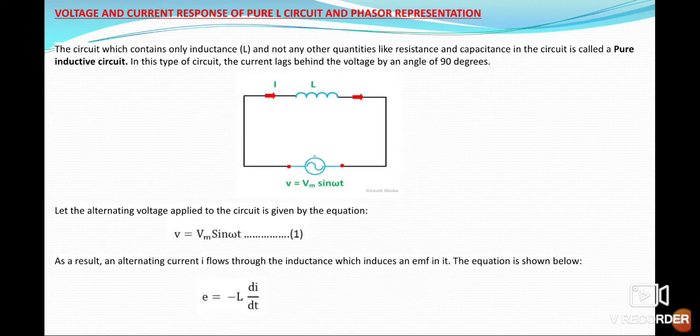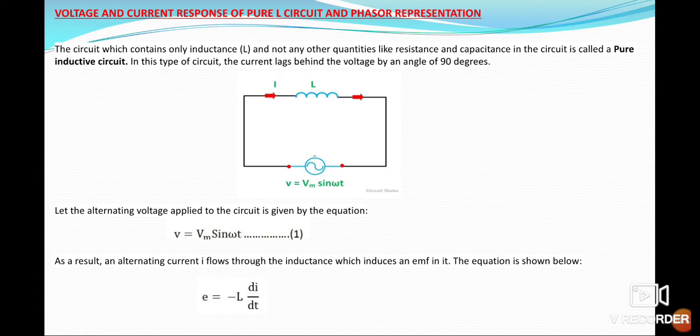Next one is the voltage and current response of pure L circuit and phasor representation. Here the circuit contains only inductance, and no other quantities, that is R or C, will be present. For a pure inductive circuit, the current will lag behind the voltage by an angle of 90 degrees. We will calculate it by the following equations. In the given diagram, we can see that there is a supply voltage v equals Vm sin omega t, and an inductor is connected in series with the supply voltage.